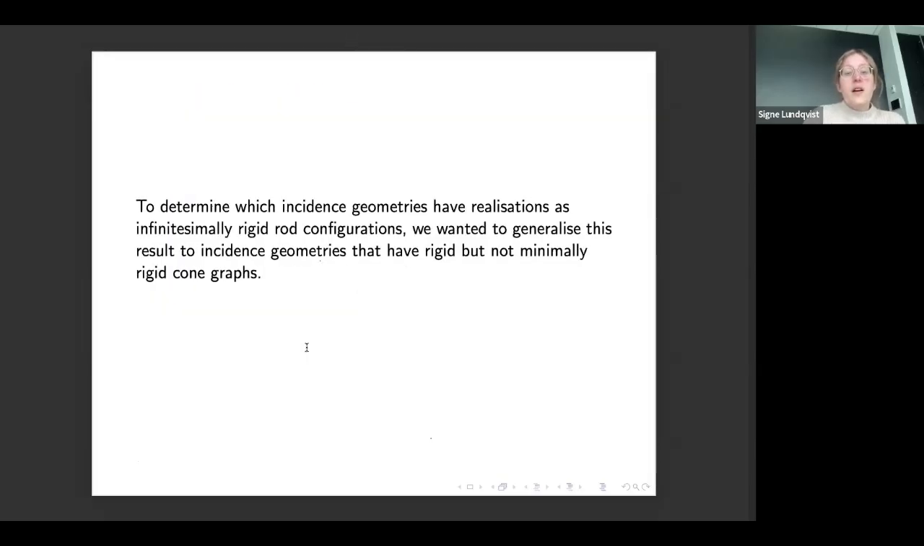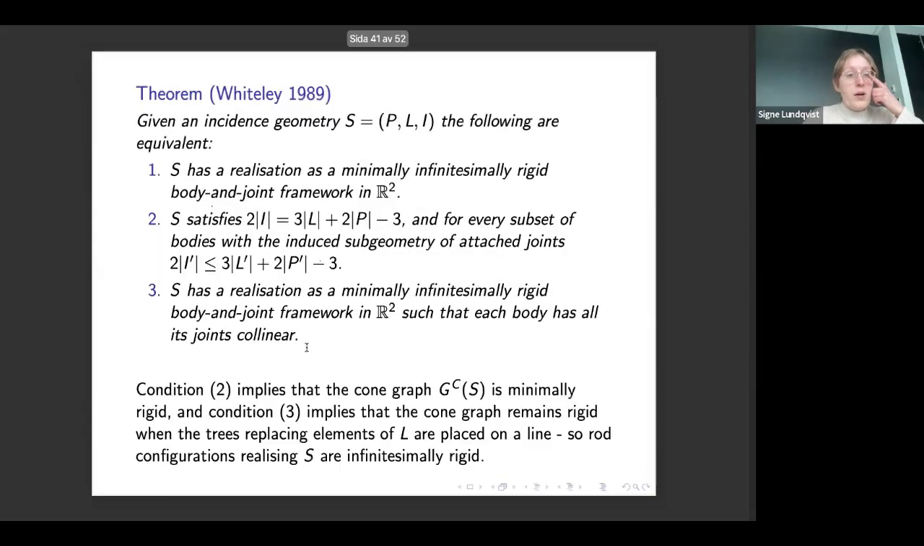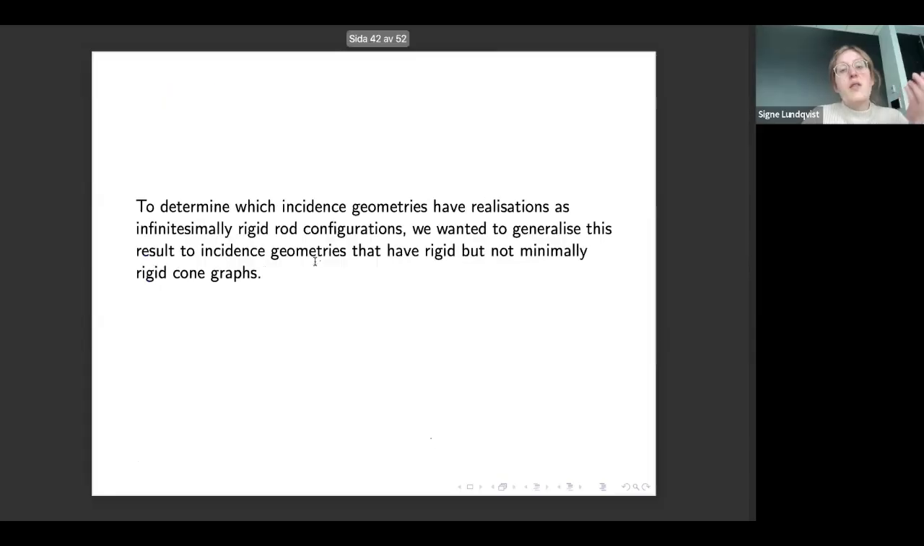All right, and what we wanted to do, me and my supervisors, was to talk about which instance geometries have realizations as infinitesimally rigid rod configurations. And we wanted to do this in general. So Whiteley's result here requires your body joint framework to be minimally infinitesimally rigid. And we just wanted to remove the assumption of minimality, basically.